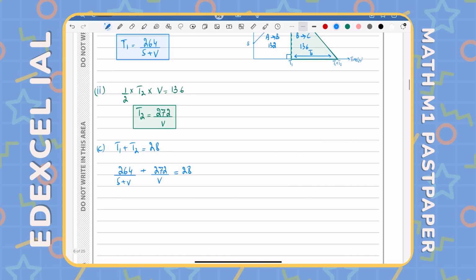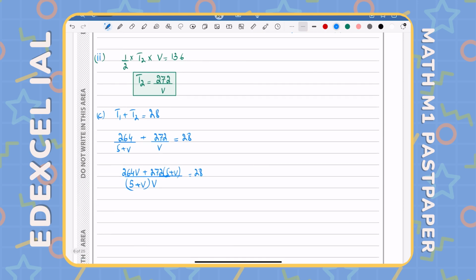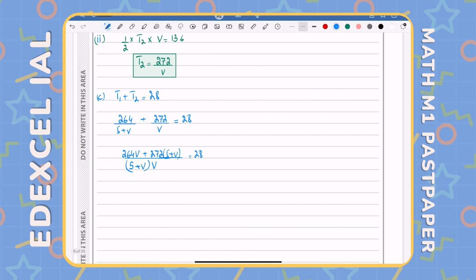So we're definitely going to head towards a quadratic equation. First of all, we'll have to take the LCM, which would be 5 plus v into v. This will be 264v plus 272 into 5 plus v, which is equal to 28. Now there's a decent amount of simplification that's required. So we have 272 times 5, that's equal to 1360, plus 264, that's equal to 1624.